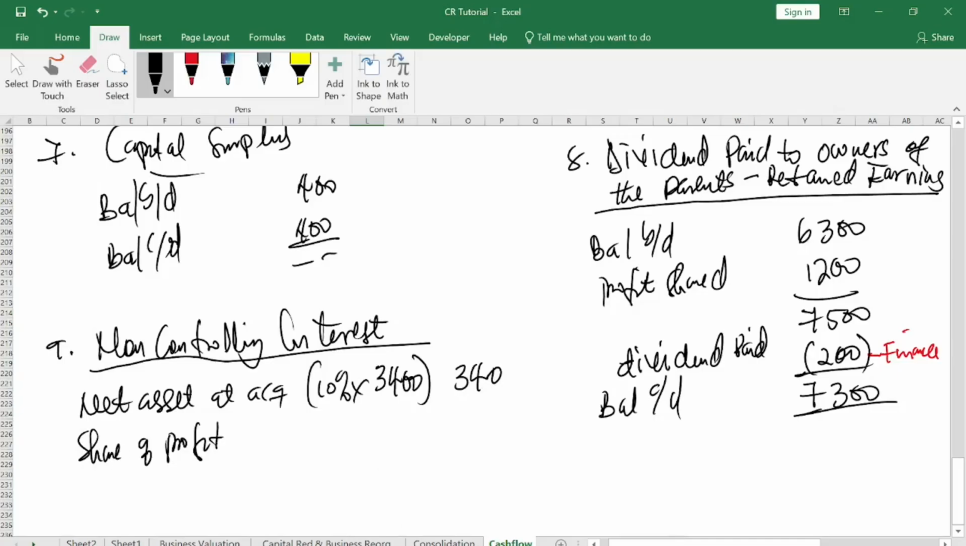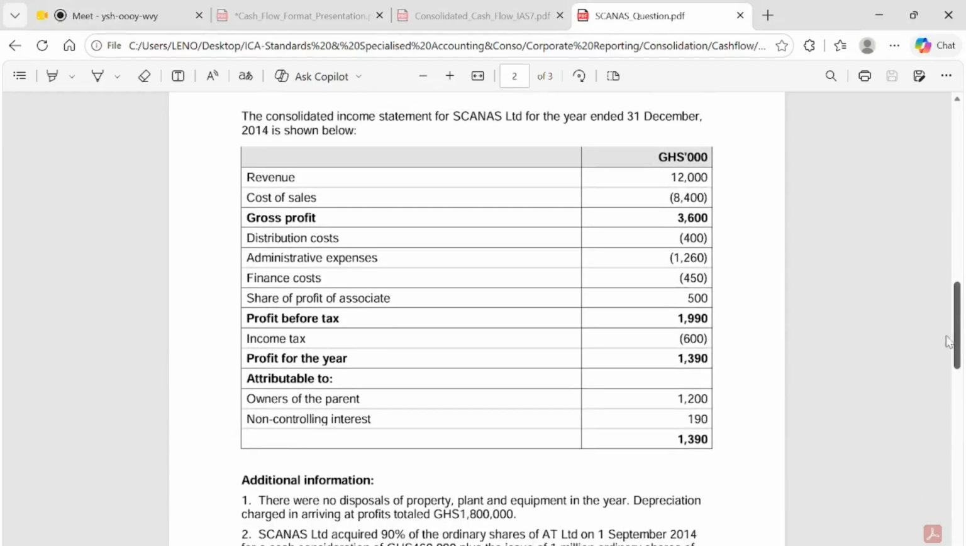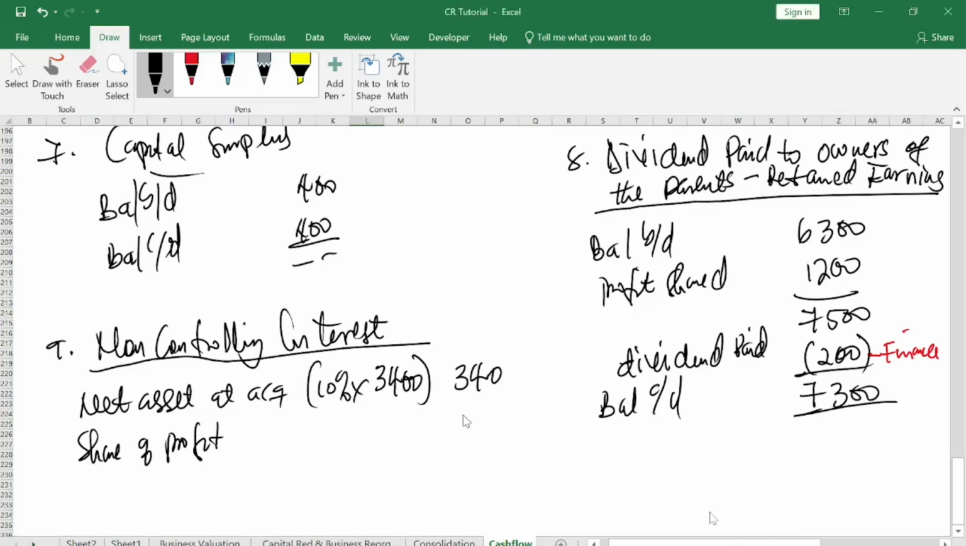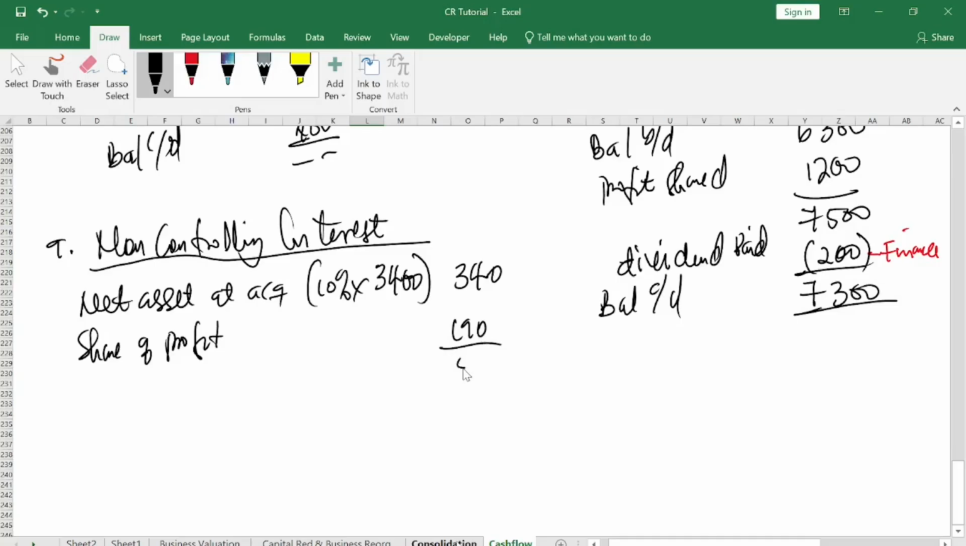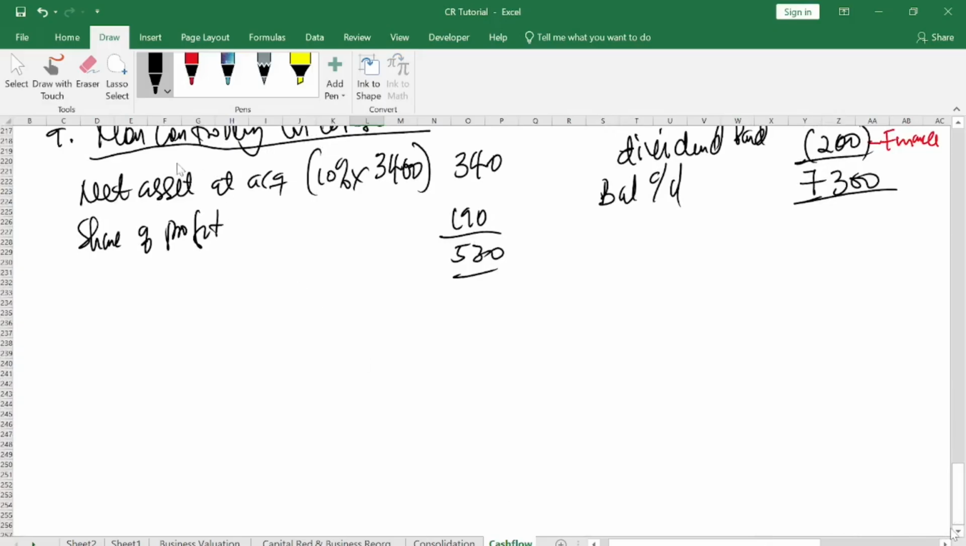Now, when we look into the P&L of the company, you realize that they've shared the profit among the subsidiary and the parent. Have you seen it? It's how much? Share of profit is 190. So when you add the 190, what do you have? 530. So this is the actual value of the subsidiary.